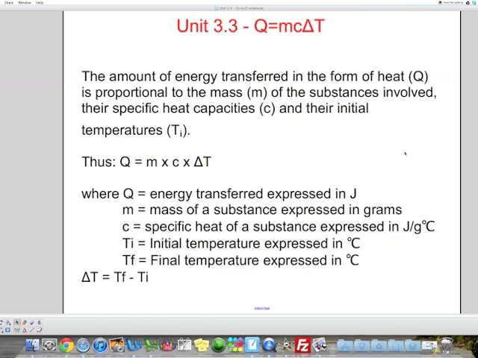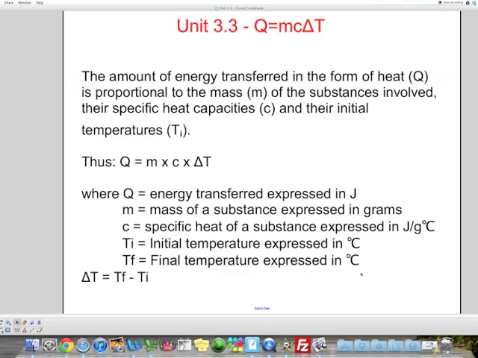Now, in general, Q is calculated in joules, but because very often the amounts will be large, we'll tend to express it in kilojoules. But just know that when we use this equation, Q will be calculated in joules. We need to convert after the fact to give an answer in kilojoules. The mass will always be in grams. The specific heat is in joules per gram per degree Celsius. I'll get back to this after. And the temperatures are now in Celsius.